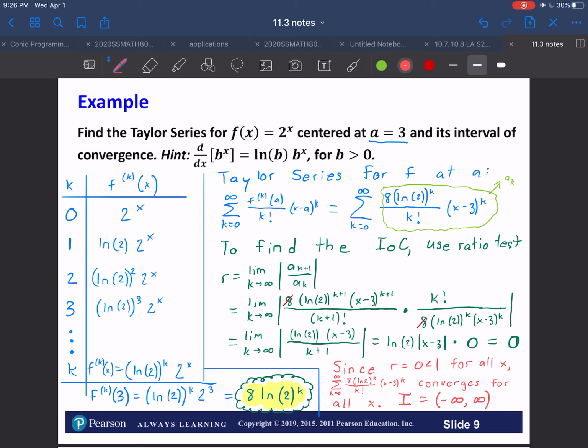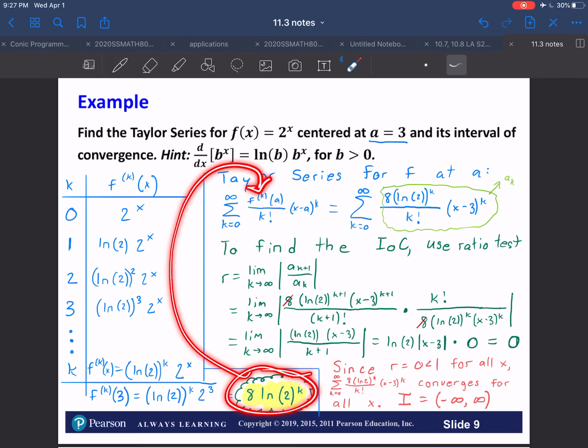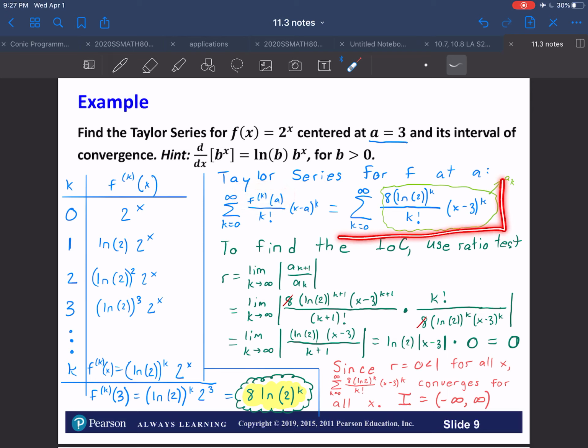Whew, that was fun. So that's another Taylor series example. The idea is we found this pattern. We were able to write down in general the kth derivative of our function. We plugged in 3. We got this thing. We threw this up here. Wow, that was a terrible way to do that. Right there. That's better. And so this was our Taylor series. We then used the ratio test to find the interval of convergence and concluded that it converges for all values of x.